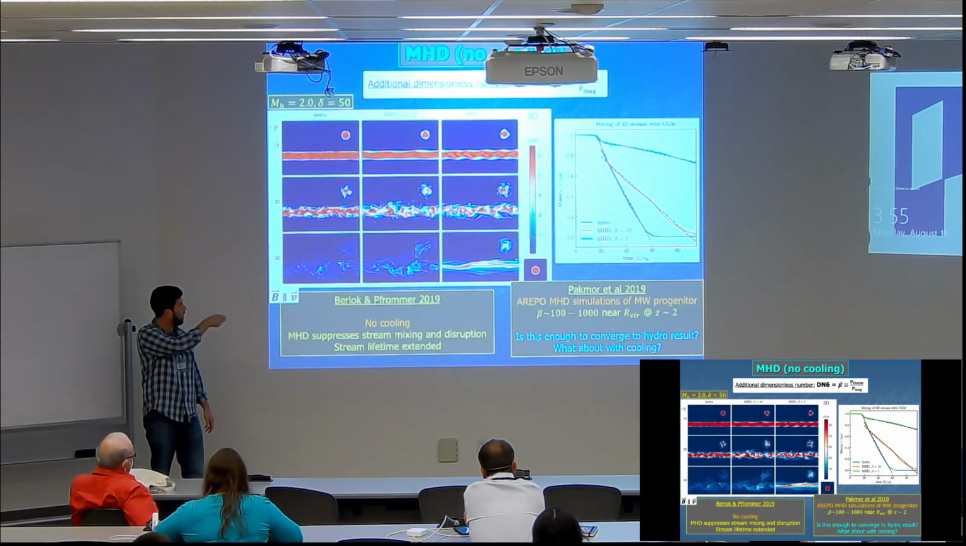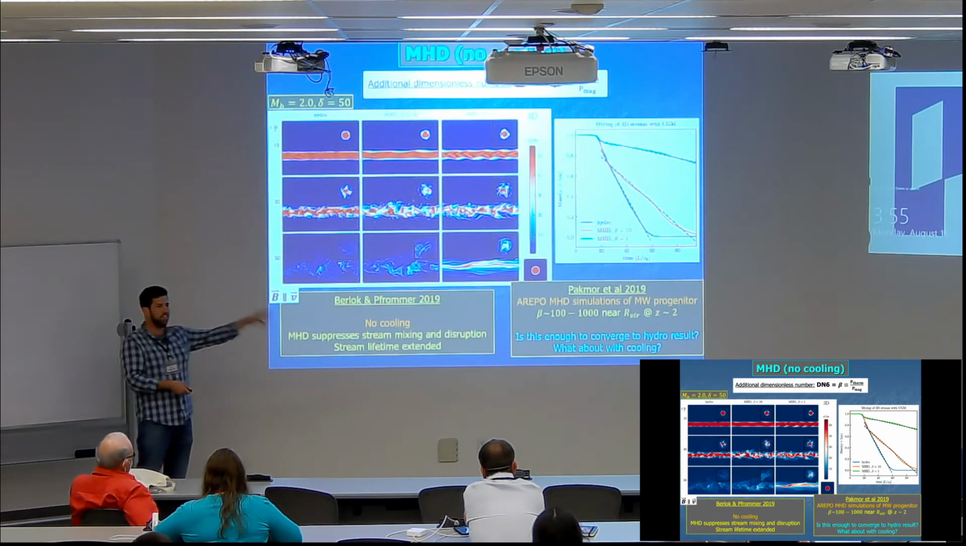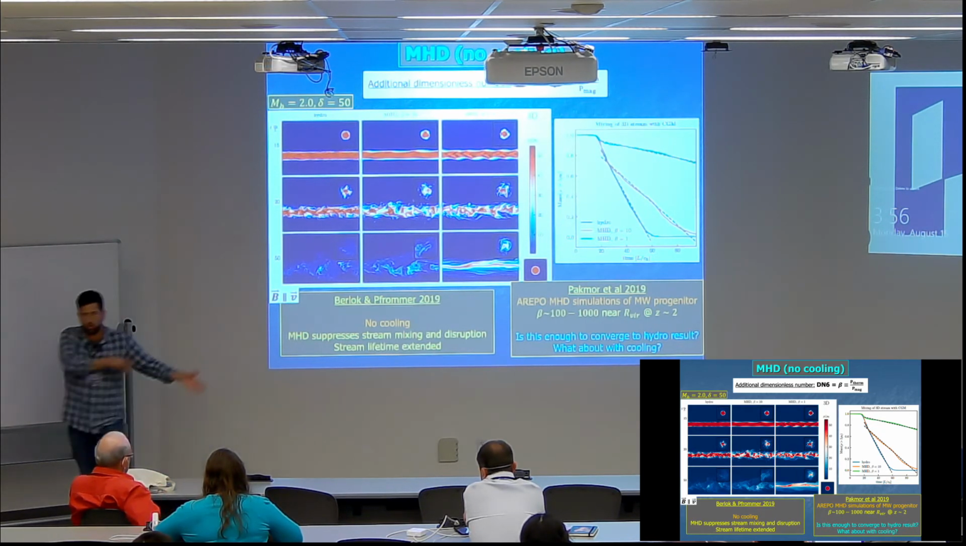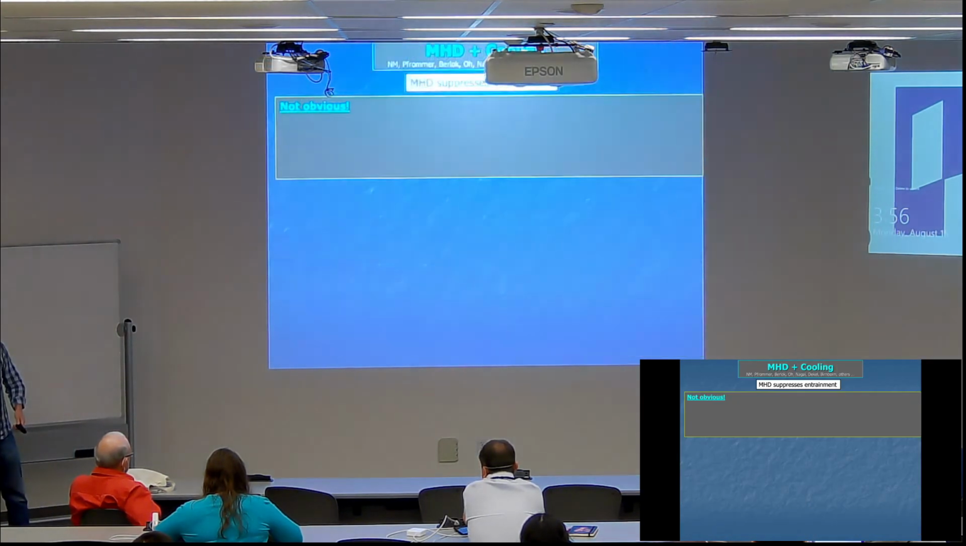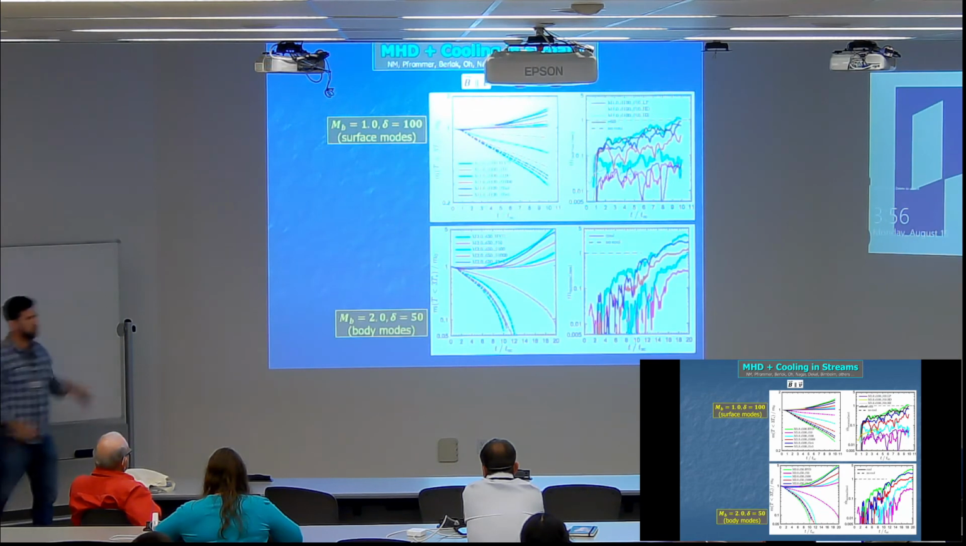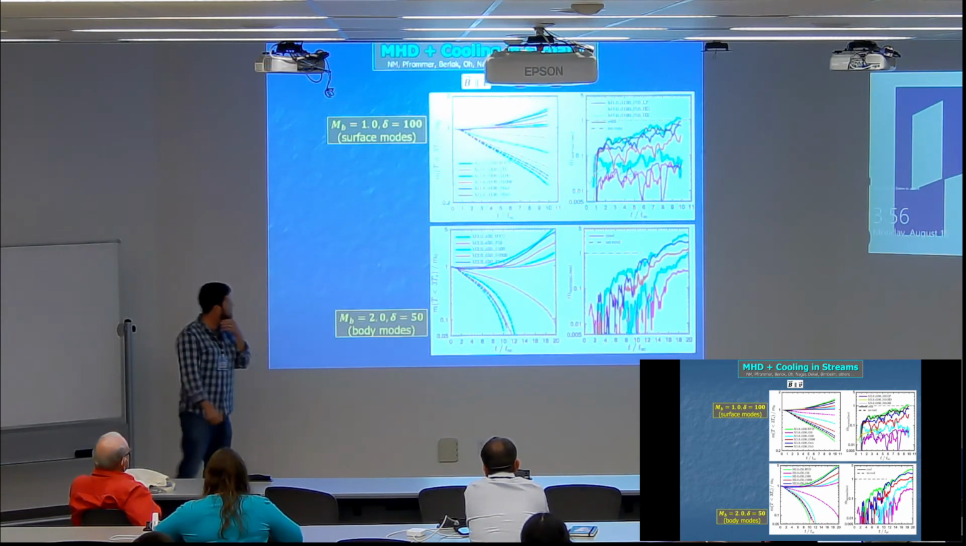Is this enough to converge to the hydro result? Number one. And number two, what happens to these results when I include cooling? Remember that cooling extended the lifetime of the stream because the stream and the CGM would mix, and therefore the CGM would cool onto the stream. But if MHD is preventing the mixing from happening in the first place, does everything I told you hold any kind of water? So, all right. I'm going to skip that. Let's just go to the results that we get for MHD plus cooling in streams.